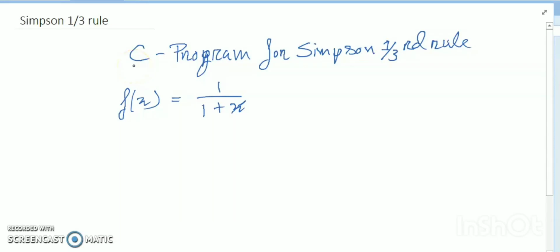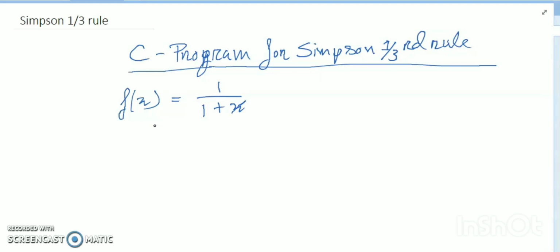Today's discussion is C programming for the Simpson one-third rule. So f(x) is equal to 1 by (1 plus x), which is the given function. Calculating using the Simpson one-third rule in C is based on the fact that the small portion between any two points is a parabola.